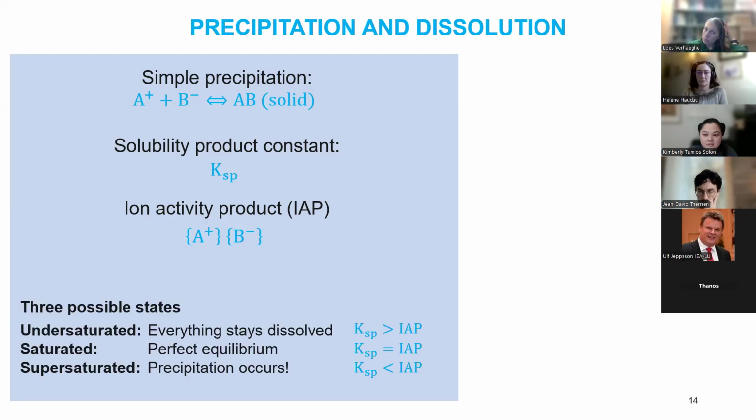So we can have three possible states: undersaturated, saturated, or supersaturated. When we have a supersaturated state, when our ion activity product is greater than our solubility product constant, that's when precipitation occurs. So precipitation becomes thermodynamically favorable.